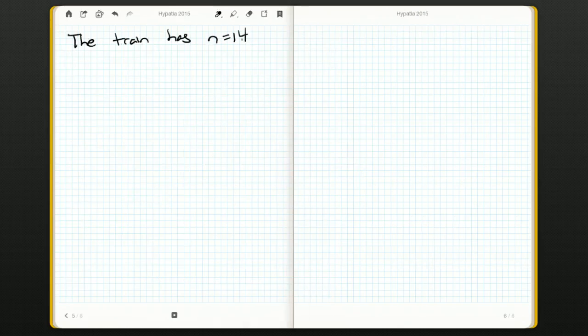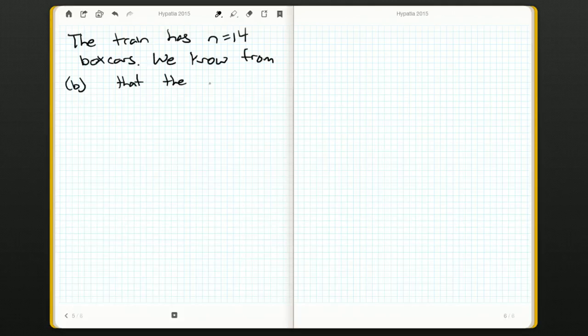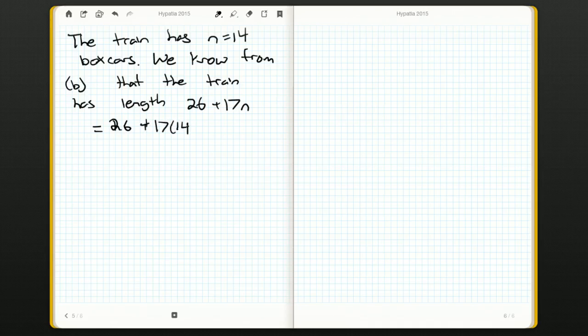Well, the train has n equals 14 boxcars. And we know from part B that the train will have length 26 plus 17n. Well, that's 26 plus 17 times 14. And we can get out our calculators and figure this out exactly. It's going to be 264.